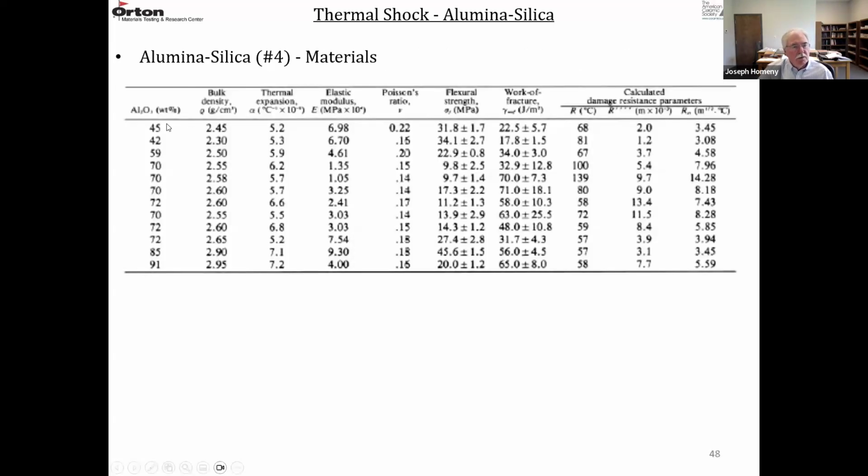So they measured some aluminum silica materials ranging from 45 to 91%. They measured the bulk density. They measured the thermal expansion coefficients. They measured the elastic modulus, Poisson's ratio, the bending strength, and the work of fracture, gamma WF. And then they calculated R, R4 prime, and RST.